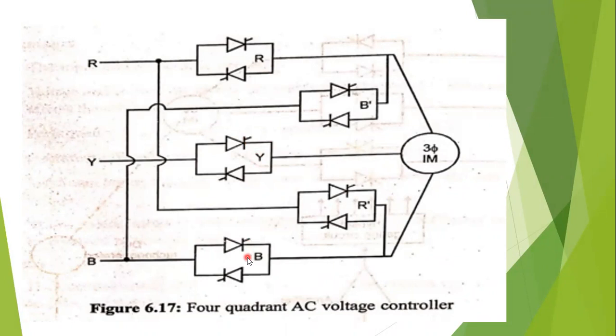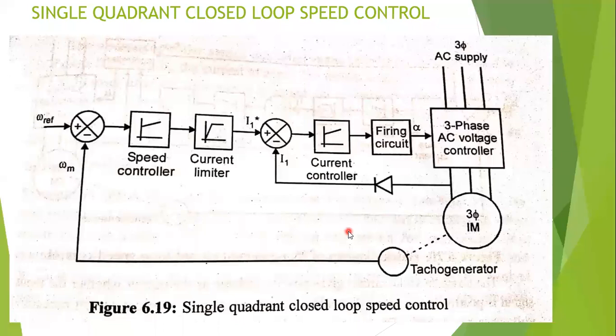If the positive direction of rotation is required, here the R pair of thyristors, Y pair of thyristors, and B pair of thyristors are connected. Am I right or not? If the positive direction of rotation is required, the master controller gives the triggering pulses to the RYB. Understood? And next, the reverse.